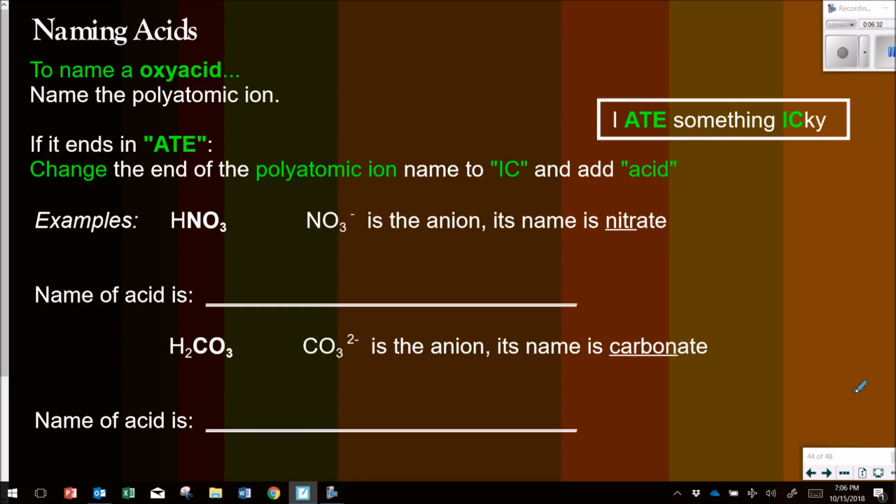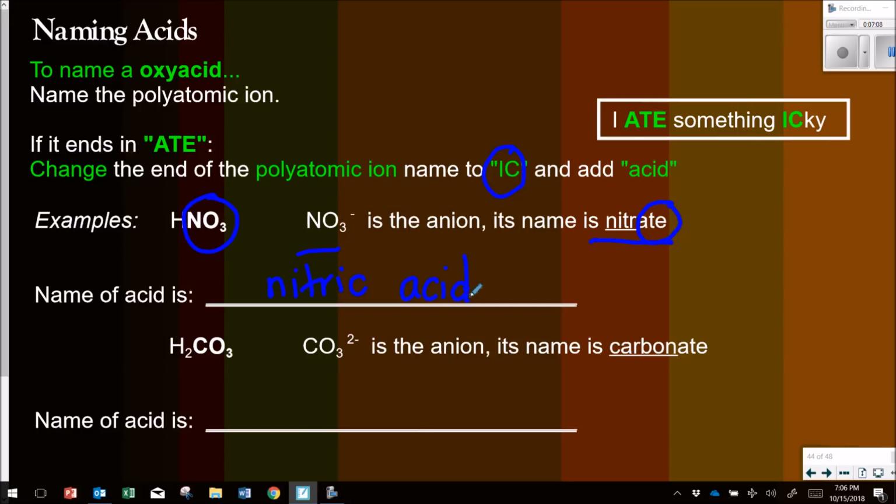Oxyacids, we first name the polyatomic ion. If it ends in ate, we change the end of the polyatomic ion name to ic, and then we add acid. So let's do an example. HNO3. The polyatomic ion is NO3, that is nitrate. It ends in ate, so I'm going to change its ending to ic. So it becomes nitric, and then we add the word acid at the end.